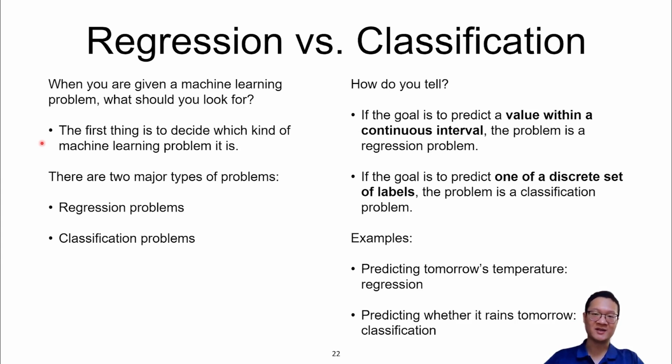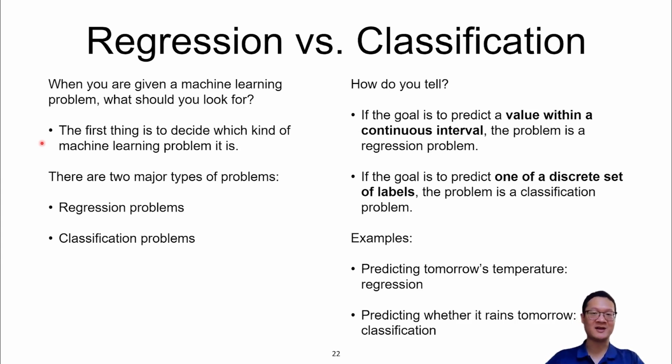If the goal is to predict one of a discrete set of labels, then we have a classification problem. So this means, for example, predicting whether it rains tomorrow, or predicting what object is inside the image. Sometimes some problems can be both regression and classification.